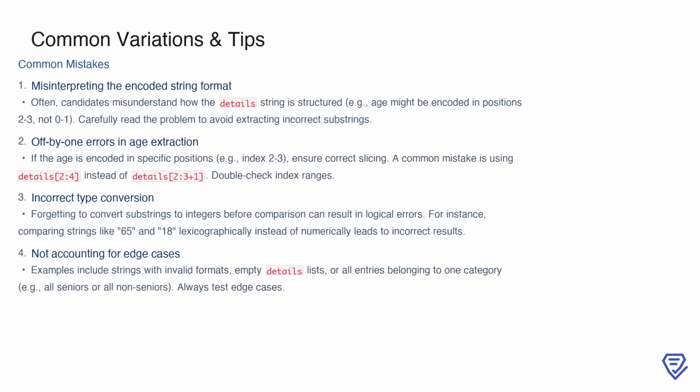Another frequent issue is off-by-one errors. When slicing strings, remember that Python slicing is inclusive of the start index but exclusive of the end index. So, if you're tasked to slice positions 2 through 3, your code should use details[2:4], not details[2:3], to ensure you include both characters.